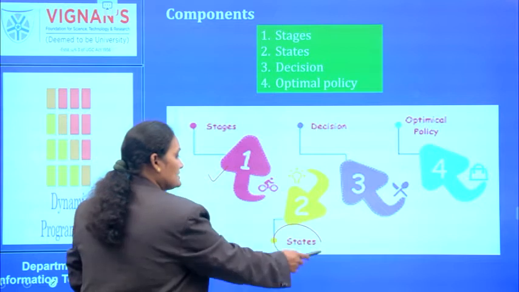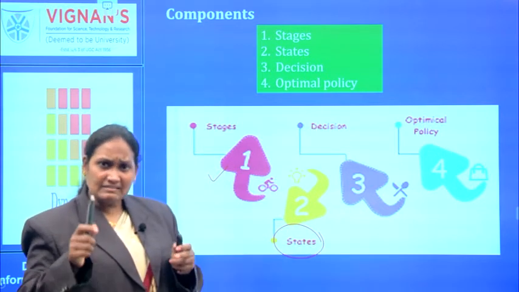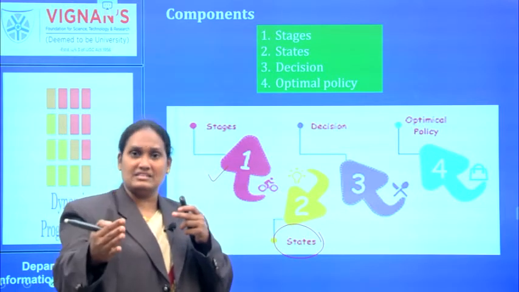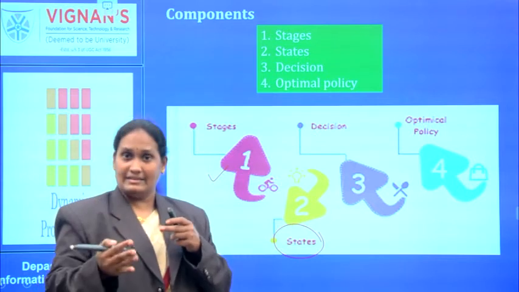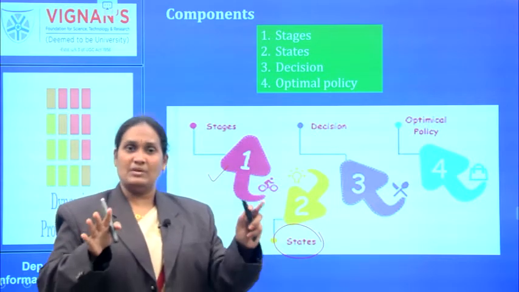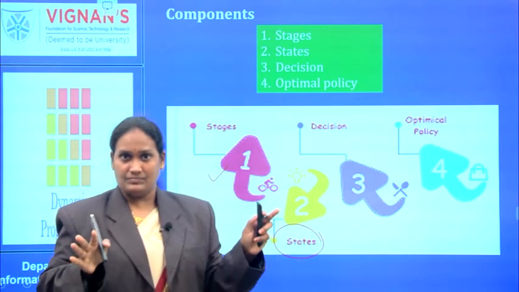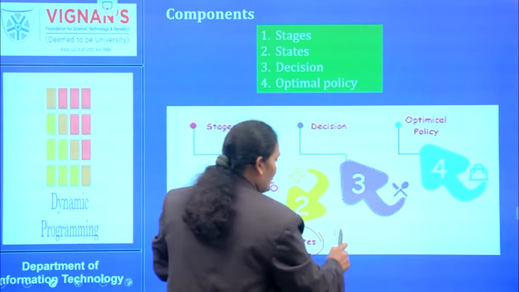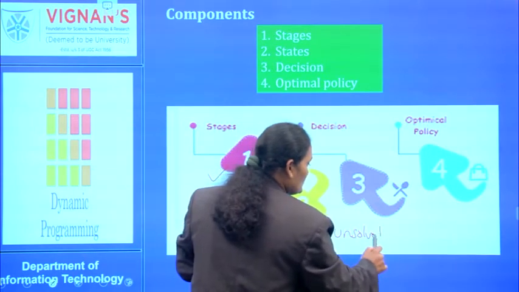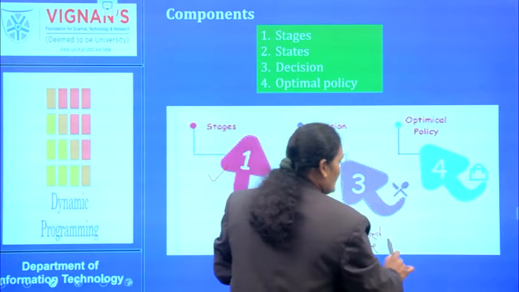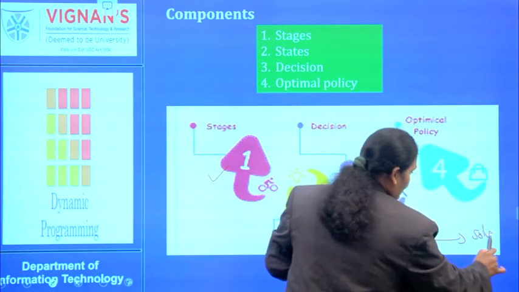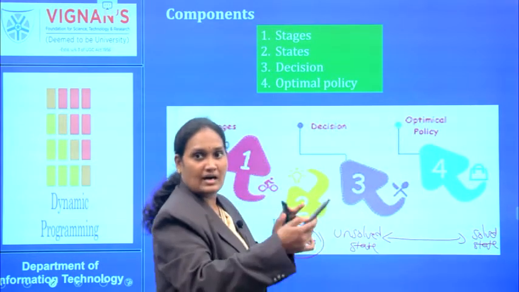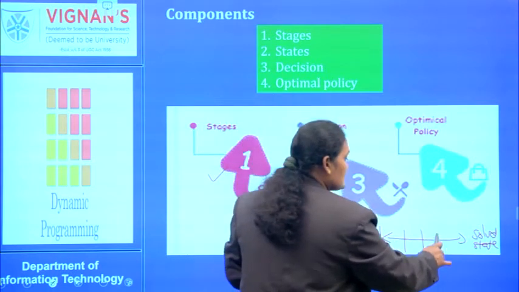Now, states. What are the various states? As the problem changes its stage, it also changes its state. Initially the problem is in the unsolved state. So, from the unsolved state to the solved state, here we are getting finally the solution. From the unsolved state to the solved state, there are various states.